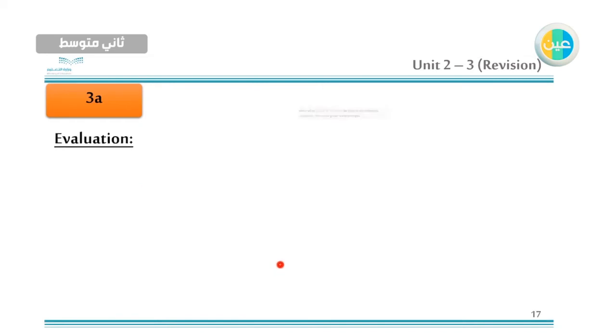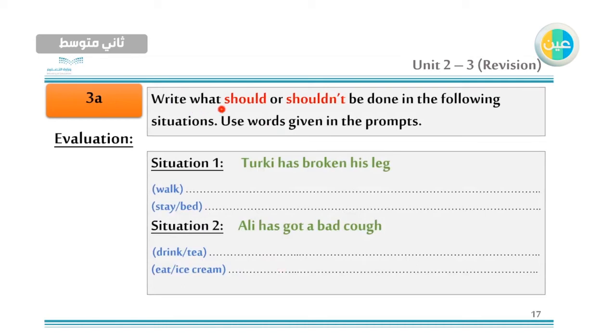So now let's have a small exercise. Write what should or shouldn't be done in the following situations. Use words given in the prompts. Okay, we have the words walk, stay in bed, and the situation is Turkey has broken his leg. So how about walking? And how about staying in bed? Should he do this or shouldn't he? Should he stay in bed or shouldn't he?